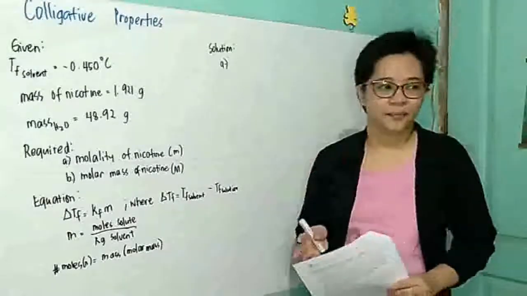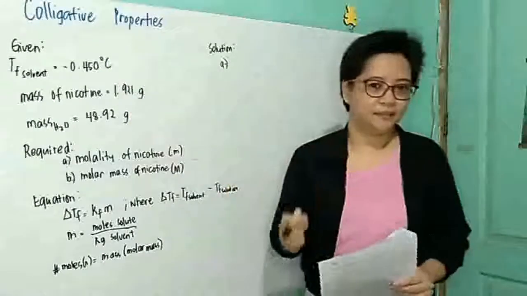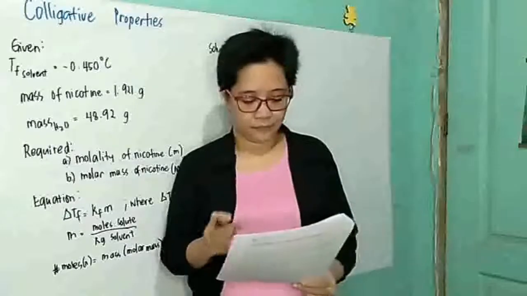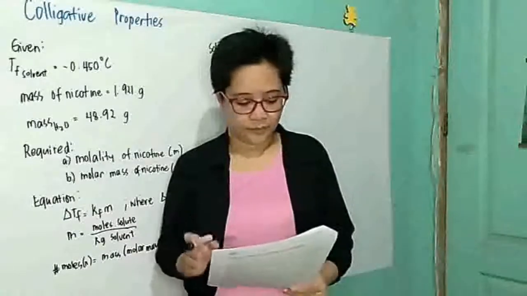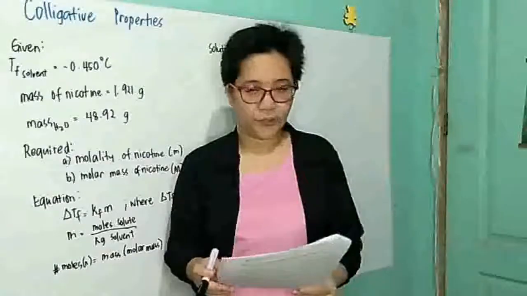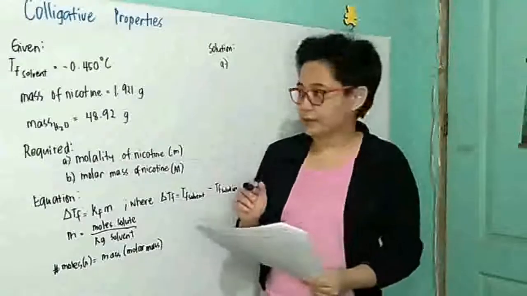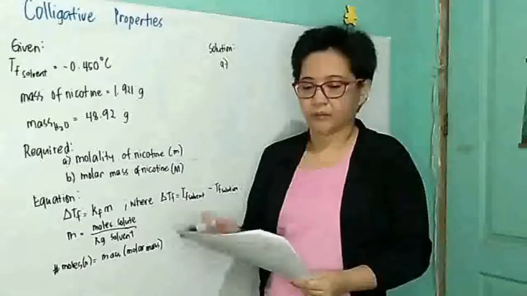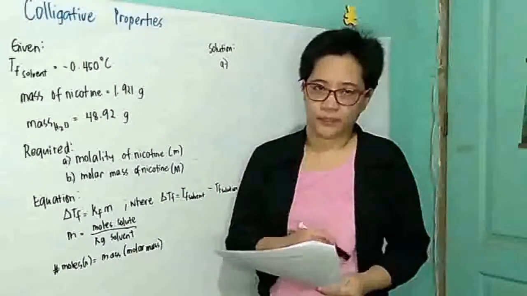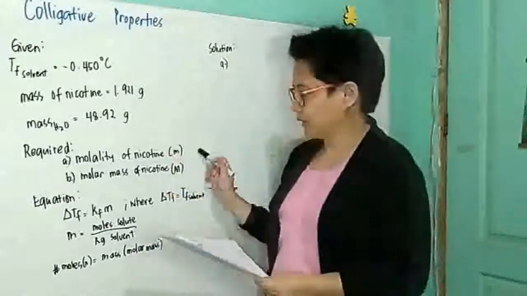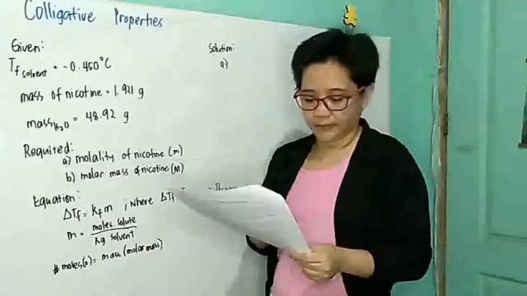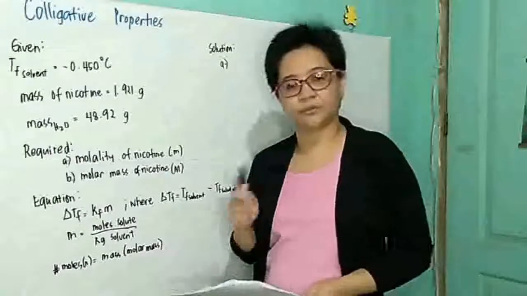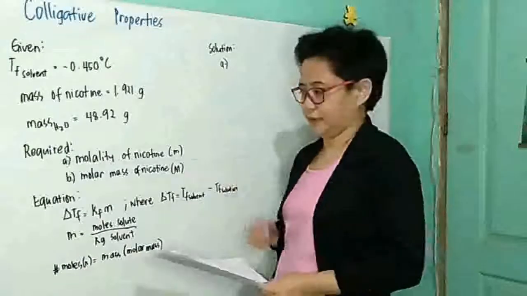So going to the next topic, which is colligative properties, let's take a look at the given example. In the given example, nicotine extracted from tobacco leaves is a liquid completely miscible with water at temperatures below 60 degrees Celsius. First required is what is the molality. As mentioned earlier, molality will play a part in this topic. Molality of nicotine, and then next is what is the molar mass of nicotine, assuming we don't know the chemical formula for nicotine.